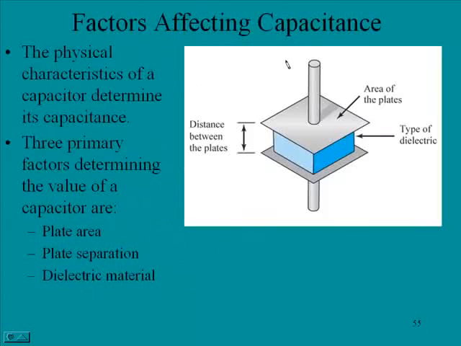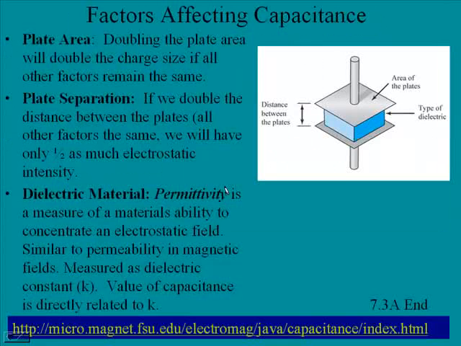Factors affecting capacitance. The physical characteristics of a capacitor determine its capacitance. The 3 primary factors determining the value of a capacitor are plate area, plate separation, and dielectric material. Here we see the plates, here we see the dielectric material, and here we see the separation. So let's look at these 3 factors a little more in depth.